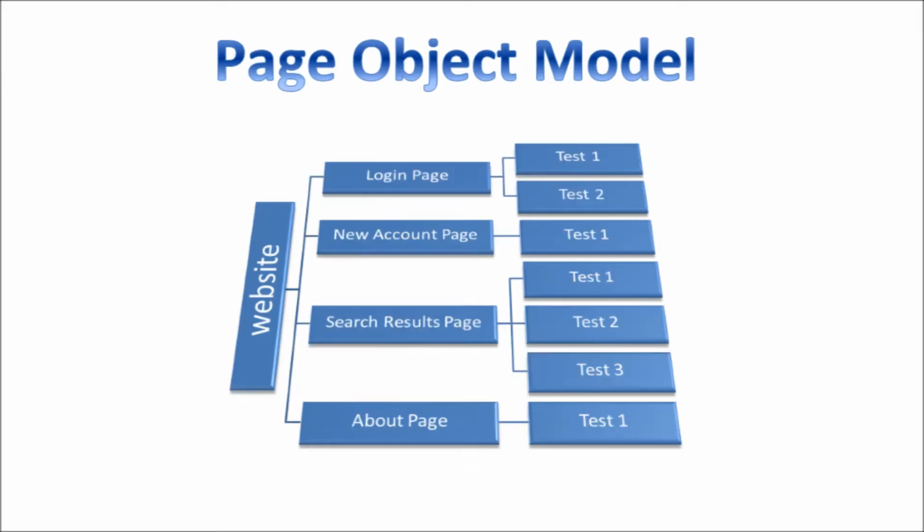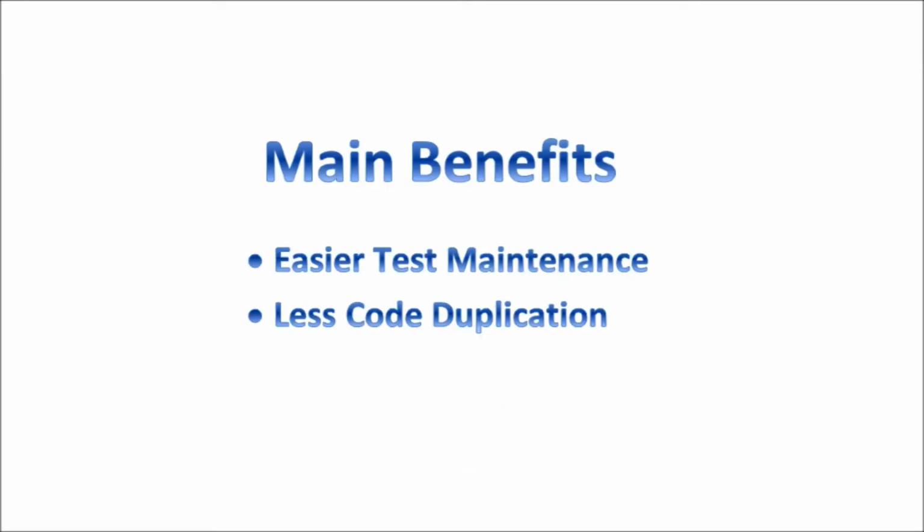We would apply the page object model by creating a class for each one of these pages. Each class will then contain methods that apply only to that class. We would then write any number of tests using the methods in each of the classes. By using the page object model, we improve test maintenance and reduce code duplication.